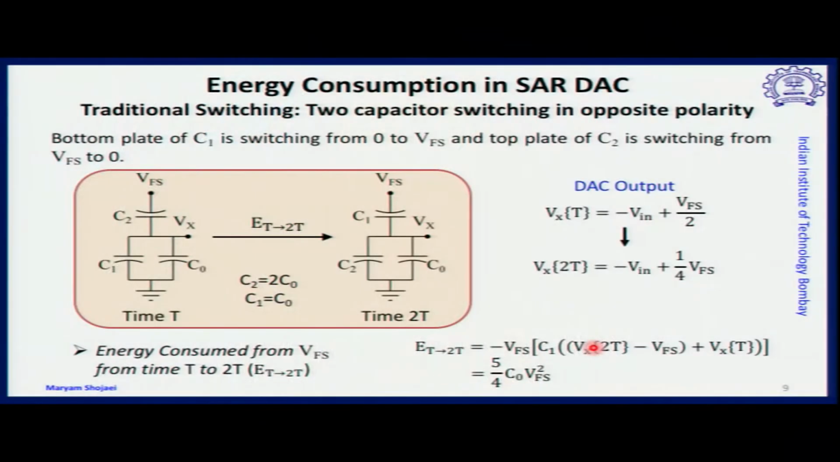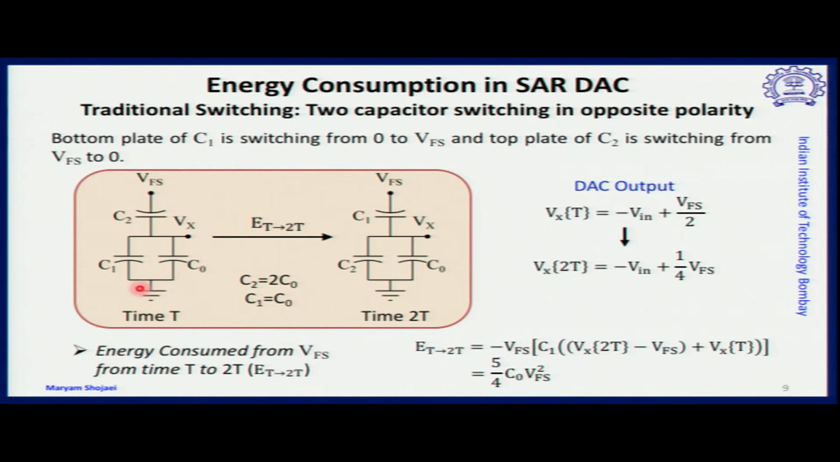Let's start with the two capacitor switching in opposite polarity, which is very common in the traditional switching scheme of a capacitive DAC. Here the example is shown when we are at time t and moving to the next cycle, time 2t. Three bits are shown over here, and we are going with two capacitor switching. Again for simplicity, I am showing you V full scale and 0. So how much energy is consumed?